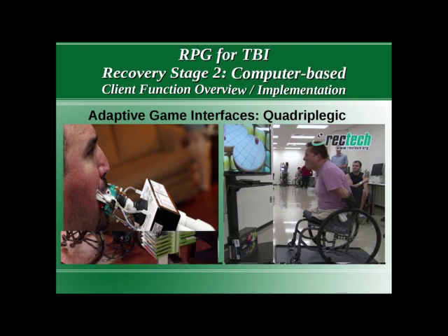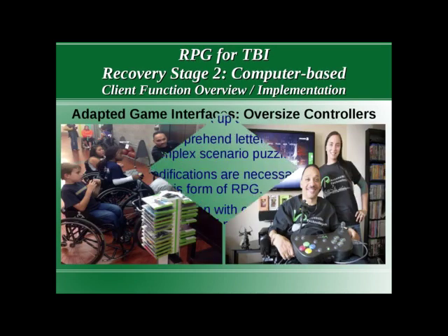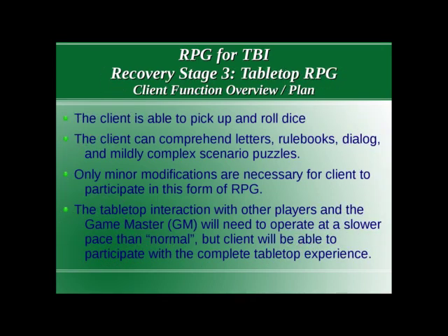Stage 3 would be implementing a tabletop role-playing game modality. Some assistance is necessary from other participants to be patient and assist as needed when the client has trouble communicating the correct word or intention verbally. This part of the exercise is to pick up and roll dice, manipulate, read, and calculate those dice rolls and simple character variable calculations, comprehend letters, rulebooks, dialogue, and mildly complex scenario puzzles. Help them with writing on paper with pencil. They may need palm or other adaptive grips. Engage in adventure dialogue between the game master and other players.